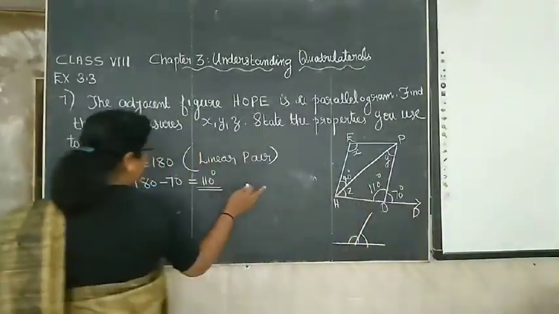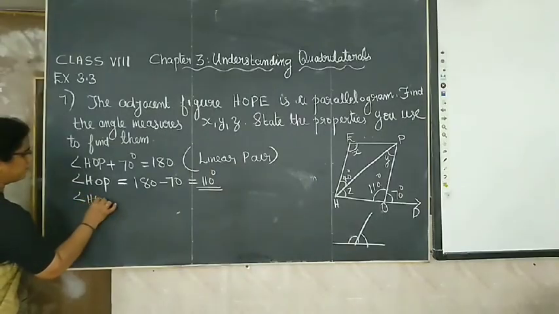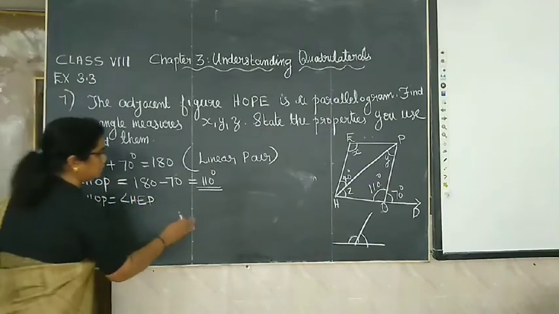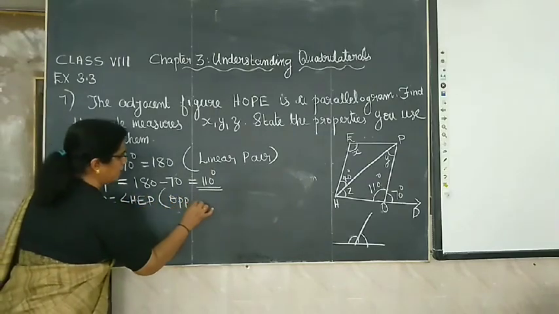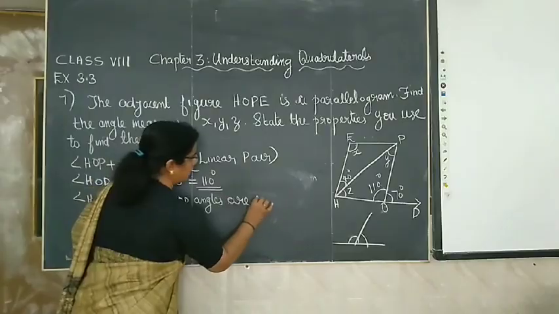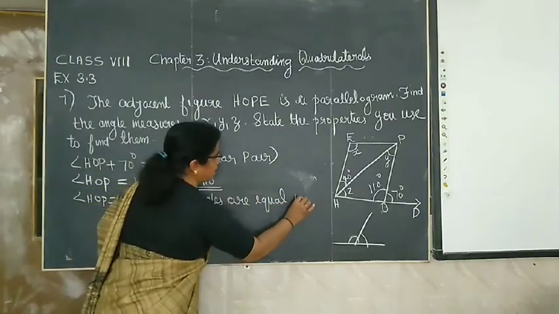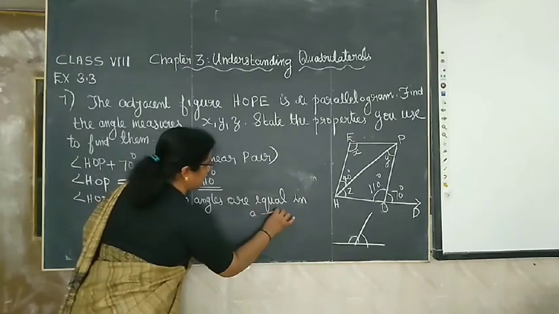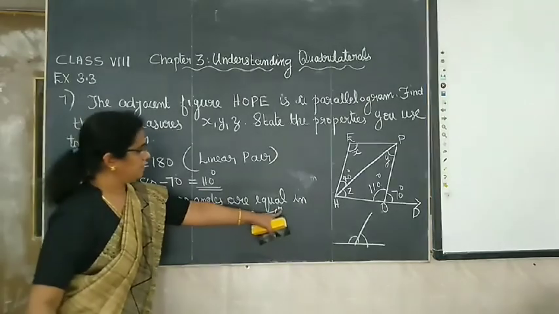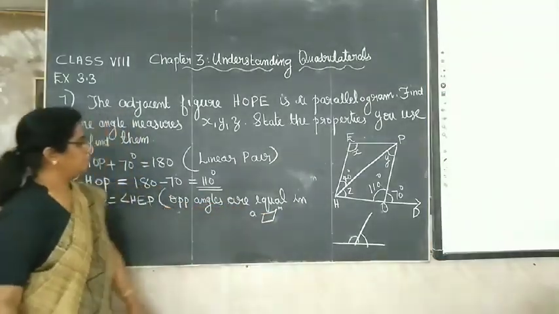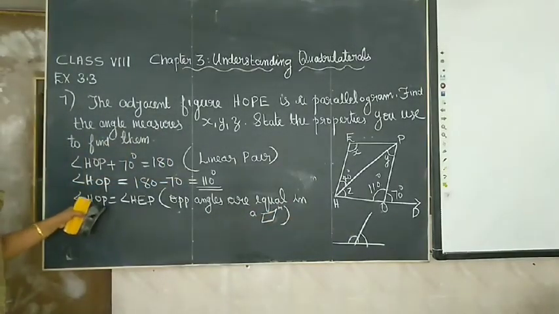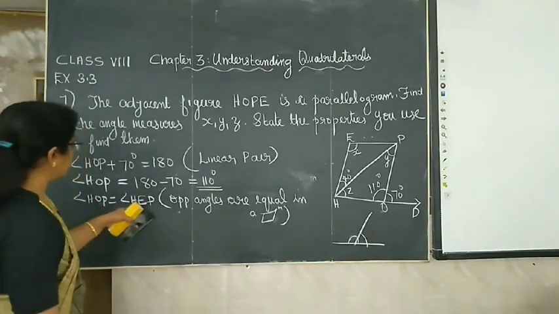Now we can write angle HOP equal to angle HEP, because opposite angles in a parallelogram are equal. A parallelogram we can draw like this also. Draw a small parallelogram and write M here. Then it will read as parallelogram. Opposite angles are equal in a parallelogram. So we wrote angle HOP equal to angle HEP.